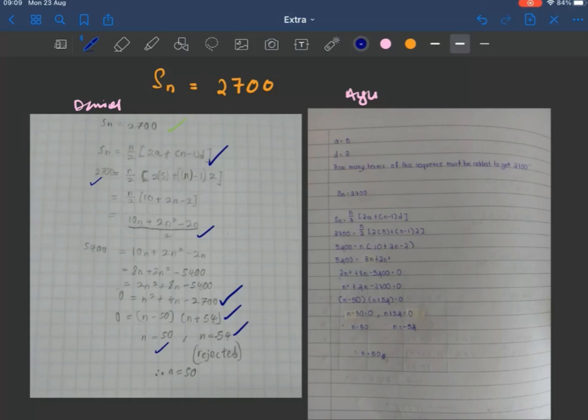So n is the number of terms, okay? It is not logical for the number of terms to be negative. We start with one term, two terms, three terms, four terms. We will never have negative 54 terms. So you have to show that it is rejected, write rejected, and then write your final answer. If you only write the negative answer and leave it, you will not get the mark. So make sure to write rejected on the negative answer if you want to find n, the number of terms.